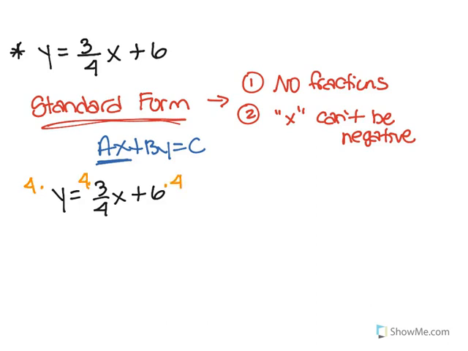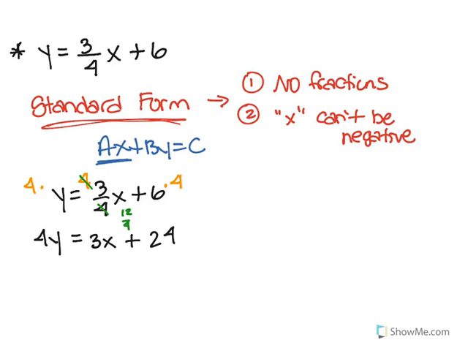That's my first step. When I do that, that gives me 4y equals, now here the 4's cancel. That's the whole point of me multiplying by 4. Or if you want to take your time and multiply that out, that's going to be 12 over 4, which reduces to 3, which is the same as that being 3x when you cancel the 4's. Does that make sense? Plus 24. So now I have no fraction, so I've gotten rid of that fraction.